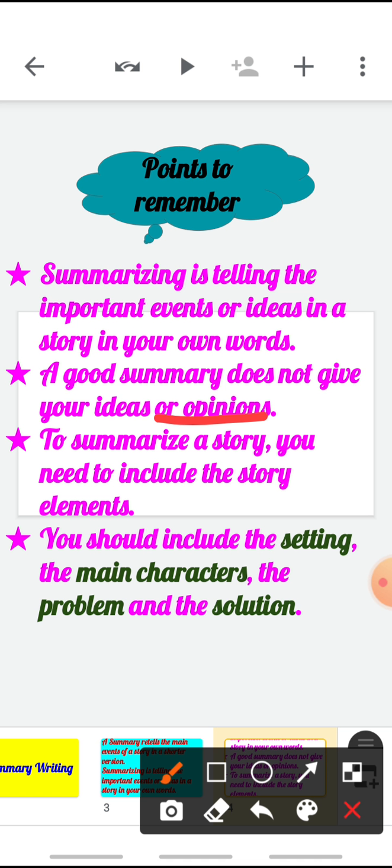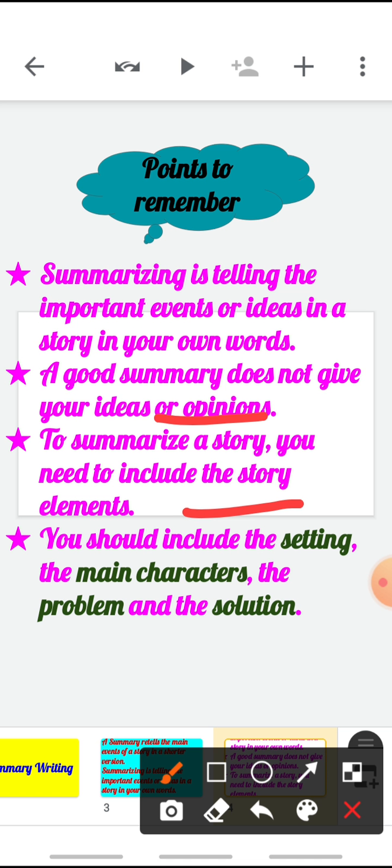Okay, now to summarize a story you need to include the story elements. That means whatever you are writing while summarizing, you have to pick out those words, events and phrases from the story itself. The elements should be from the story itself. As I have told you, you should not write your ideas or opinions, but you have to include the elements from the story itself.